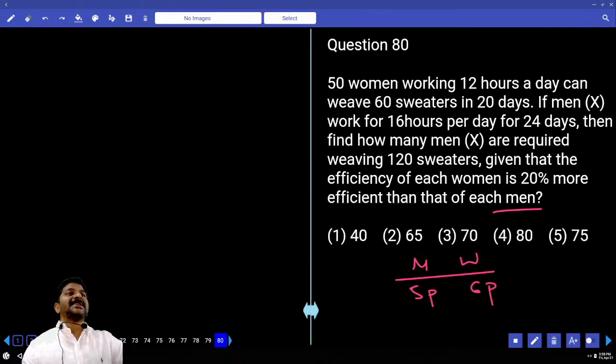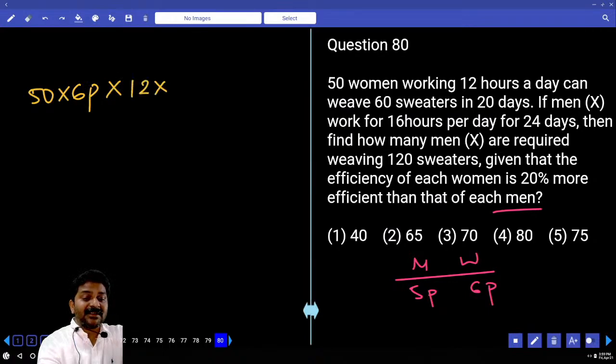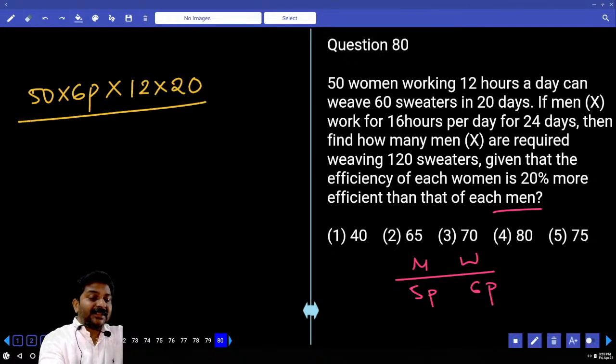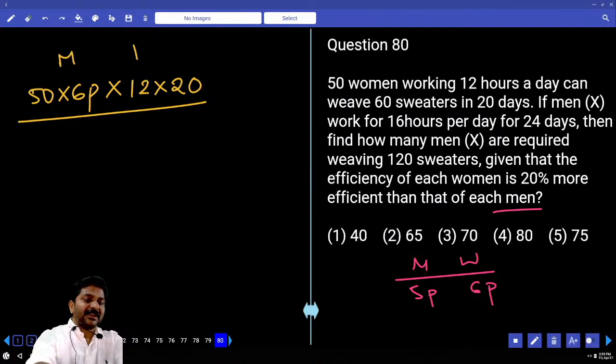When the women started the work, how many women started? 50 women, where each woman's efficiency is 6 parts. How many hours do they work? 12 hours. How many days? 20. And how many sweaters have they weaved? 60. This is M, this is H, this is D, and in the denominator I am writing W. M D H by W. Clarity? What is the work involved here? Weaving 60 sweaters. So in the denominator I'll write 60.